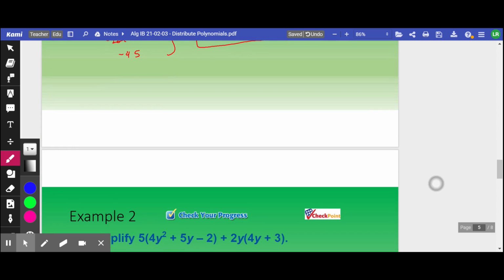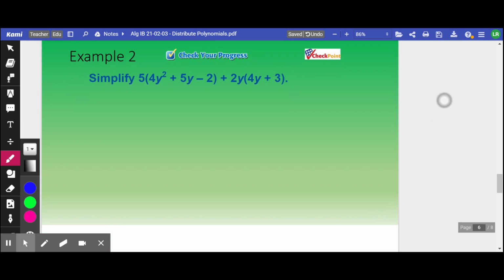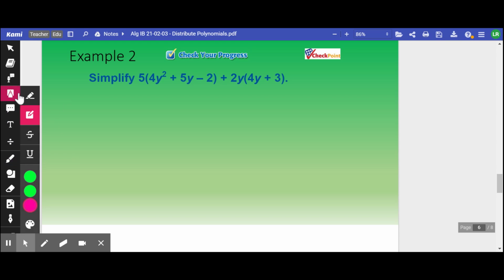Okay, let's look at this one together. We have 5 times the parentheses 4y squared plus 5y minus 2. That's the first part of the problem. And then plus 2y times 4y plus 3. Again, we look in front of our parentheses. There's a 5. I have to distribute. The second one has a 2y. I have to distribute. I'm going to do this one without the boxes. It is okay either way, whichever one you feel more comfortable with. If you're not getting them correct, I will end up showing you how to use the boxes more.